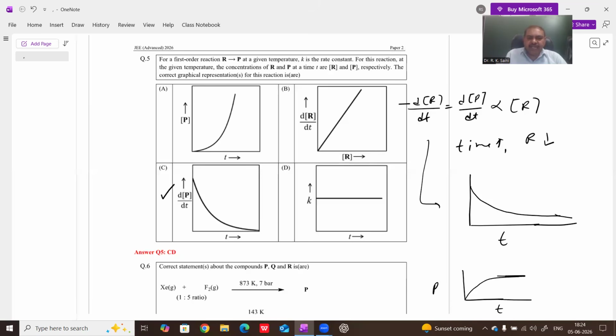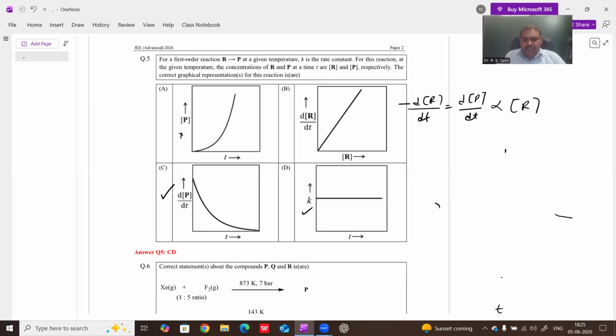Therefore, the first is incorrect; the second is incorrect because the negative sign is not taken. The third is correct, and the rate constant K depends only upon the temperature, not time. Therefore, it remains constant, because according to the Arrhenius equation, K equals A e raised to the power minus E upon RT, and hence K depends only on temperature. Other factors do not affect K, and hence this graph is also correct. And answers C and D are correct.